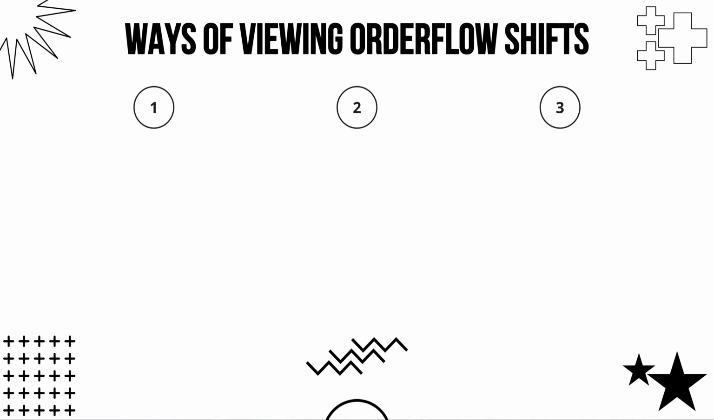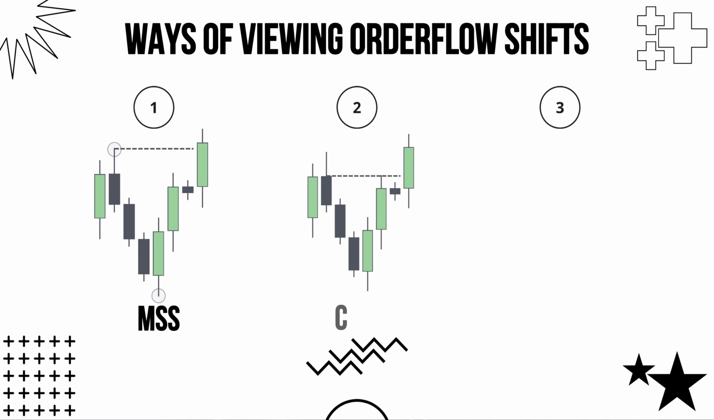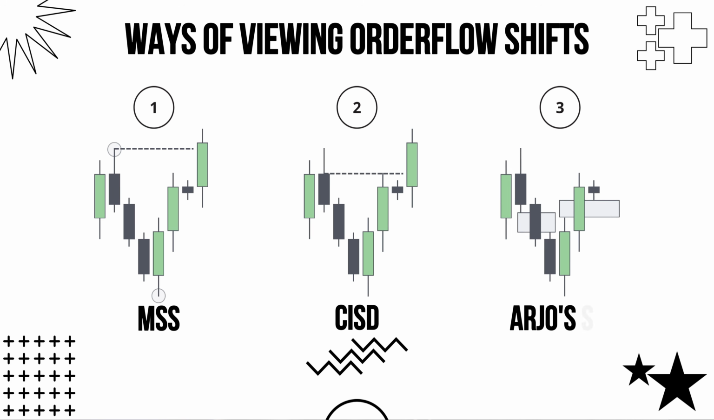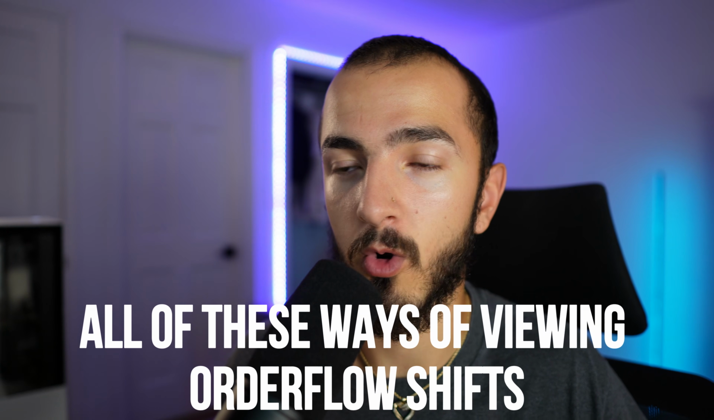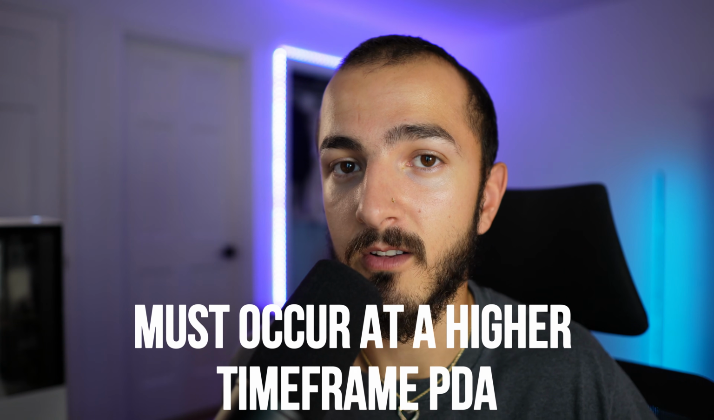Now, there are three popular ways of viewing order flow shifts in price: market structure shifts, change in state of delivery, and Ario's ST. Now, I want to make this very, very clear. All of these ways of viewing order flow shifts must occur at a higher time frame PD array. So let's talk about market structure shifts.